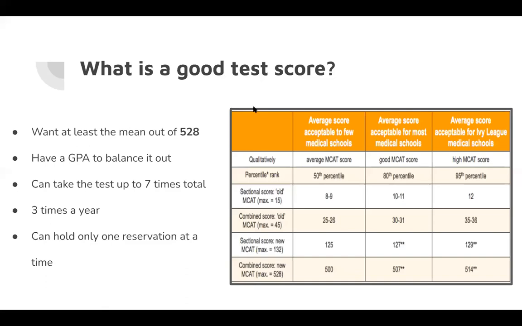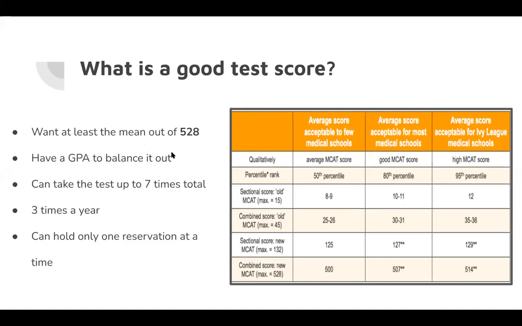So what is a good test score? The highest score you could get on the MCAT is a 528. So you want at least the mean of that. And then of course, your test result isn't everything. It usually is balanced out with your GPA. So work on getting your GPA as high as possible.